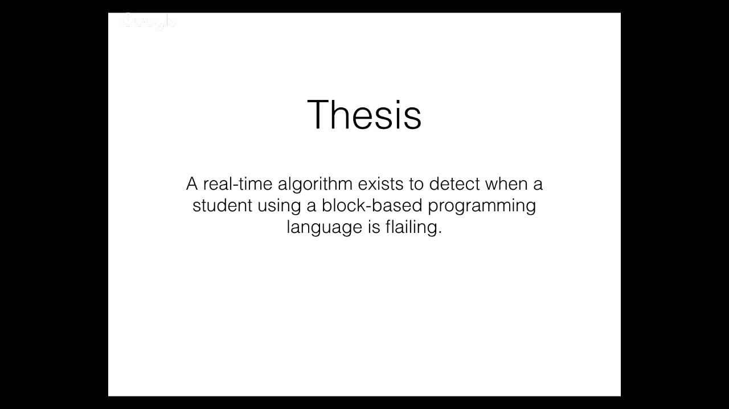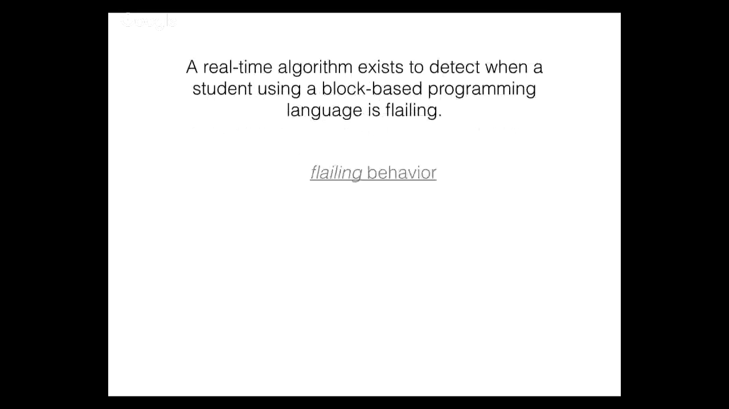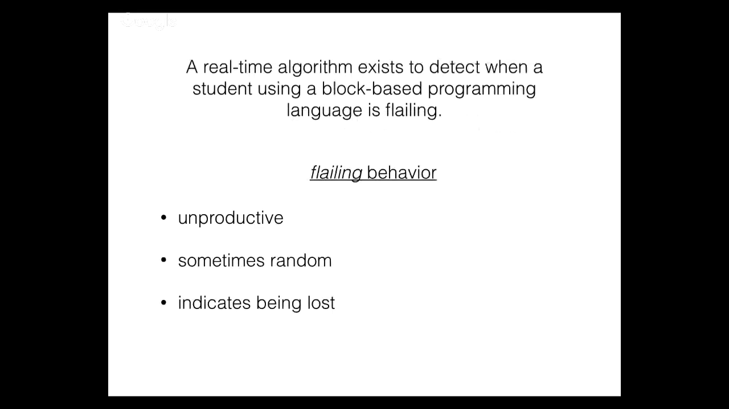So the whole core of why we're here and what I'm trying to do is convince you that there exists a pattern that can be detected in code that can detect when a student is flailing, when a student needs help. So let's unpack this a little bit. Flailing behavior is something that I'm going to say a lot. This is very close to other behaviors in the literature, such as tinkering, such as moving, depending on the paper. But basically anything that's unproductive, sometimes random, and it's an indication that the student is lost, that the student needs help in whatever they're doing.